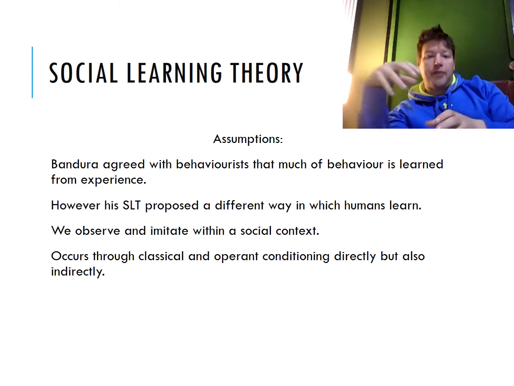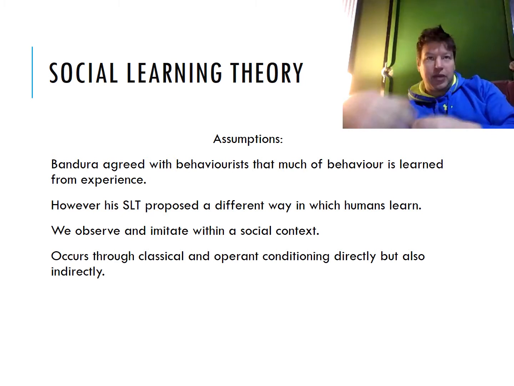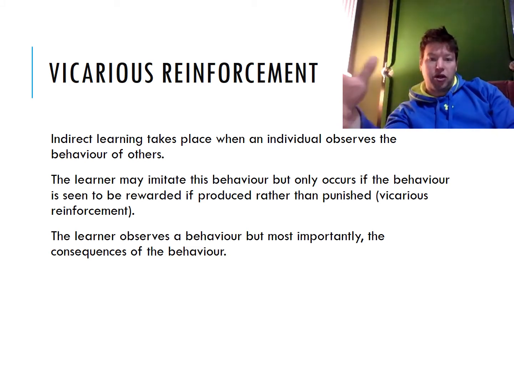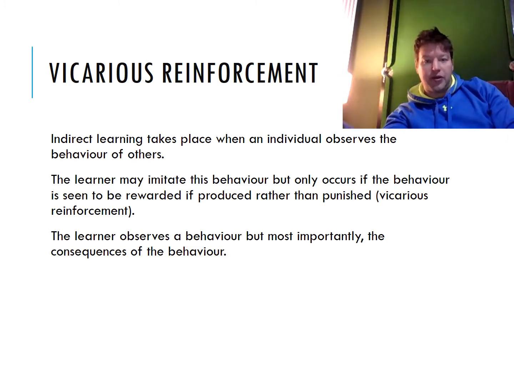So that's how you want to think about it, is we're learning through watching the consequences of other people, not just what happens to us. And that's this idea of directly or indirectly. Okay, vicarious reinforcement. Indirect learning takes place when an individual observes the behaviours of others. The learner may imitate, which is copy this behaviour, but only occurs if the behaviour is seen to be rewarded. And that's what I was just talking about, rather than punished, vicarious reinforcement.